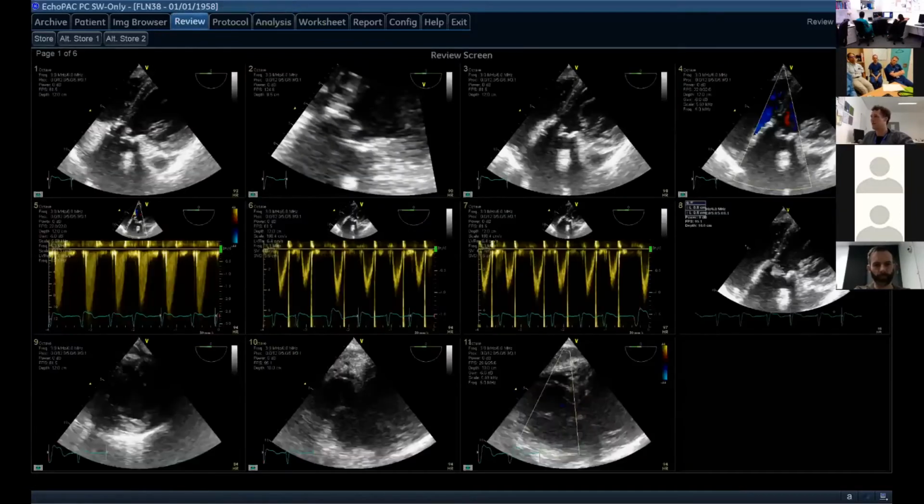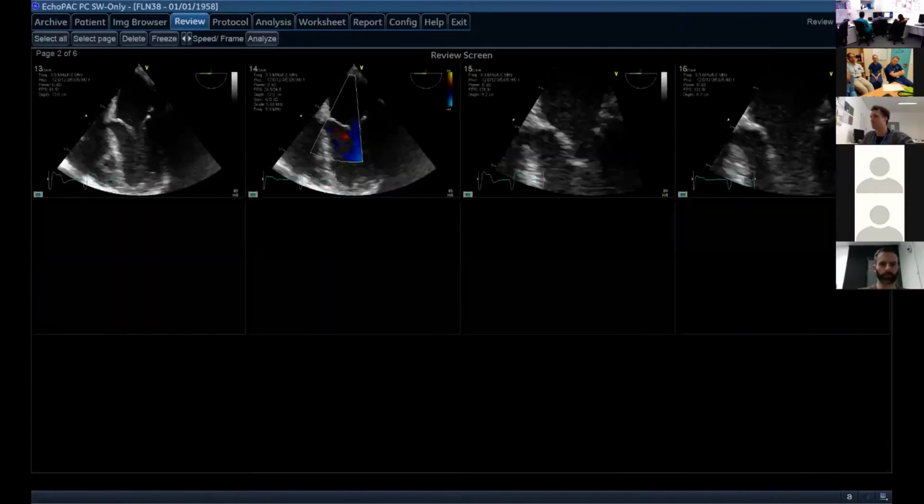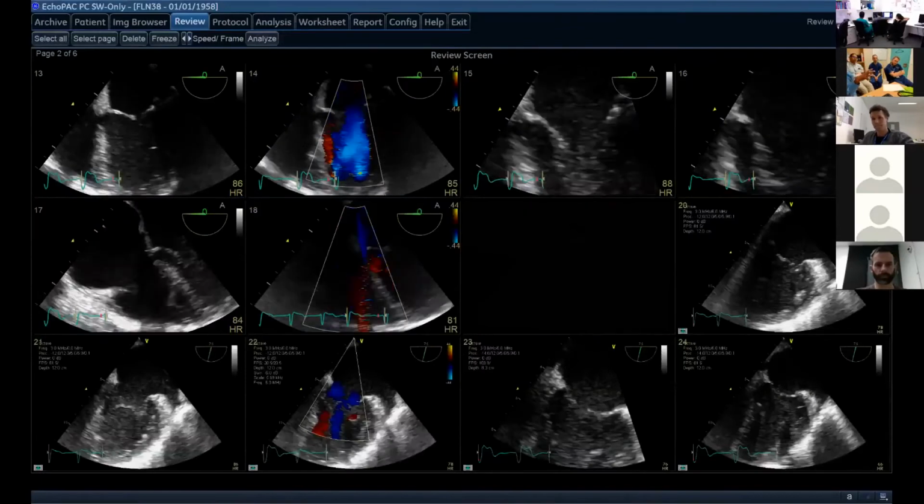All right, let's try and find the next one. Sam, just a question on the color Doppler.